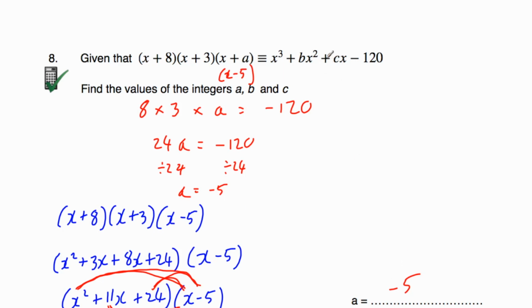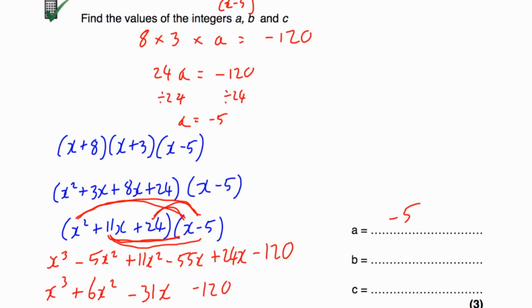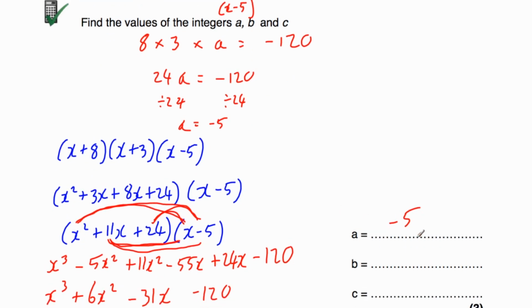Now, our values for b and c, b is the coefficient, the number in front of x squared, and c is the coefficient of x, the number in front of x. So let's get our b and our c. So b is the number in front of x squared, which is 6, so b is equal to 6, and c is the coefficient of x, the number in front of our x term, which is minus 31. So that means that a is equal to negative 5, b is equal to 6, and c is equal to negative 31. Okay, let's have a look at our next question.